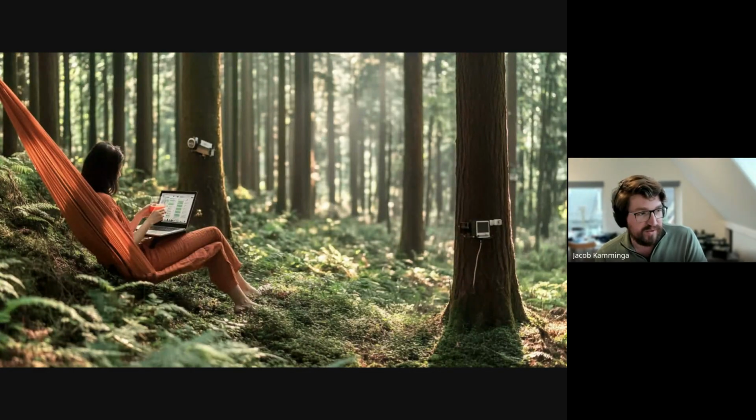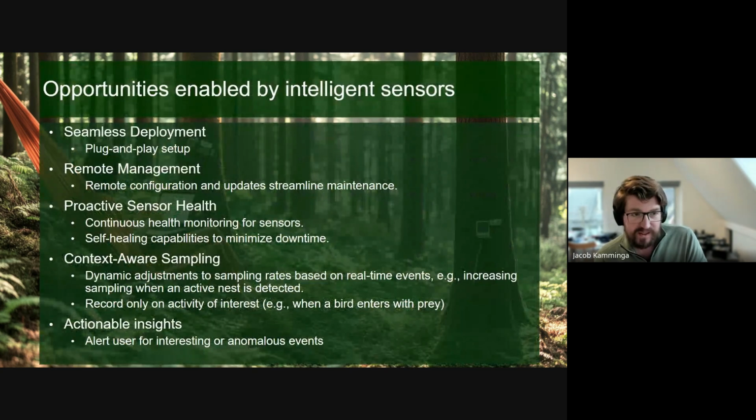So I'd like to think of biodiversity monitoring like this, right? Pervasive sensors, not too many, and an ecologist drinking a cocktail while looking at a dashboard and collecting biodiversity data. So this is basically how we started with the Ecomoni.